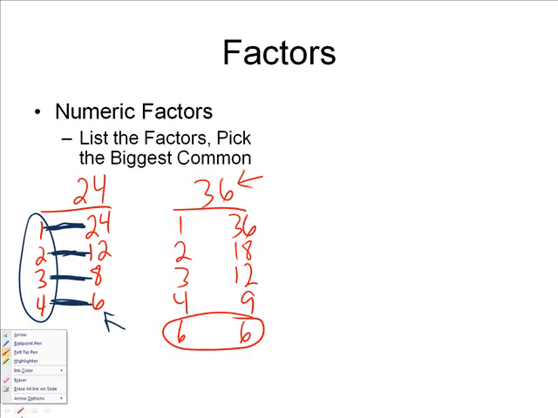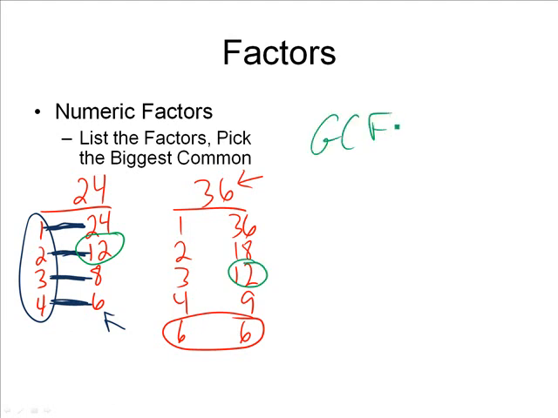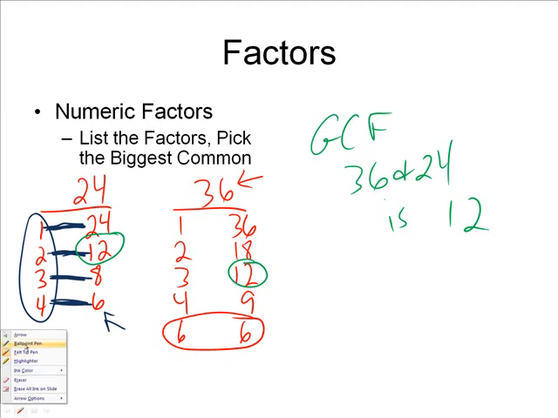Now, the question is, what's the greatest common factor? Well, once we have both sets of factors listed, all we have to do is find which one is the biggest that's in both lists. And that would be the 12. So the greatest common factor, often referred to as a GCF, for 36 and 24 is 12. That's finding the greatest common factor of numeric factors. If we want to include another number, 35.